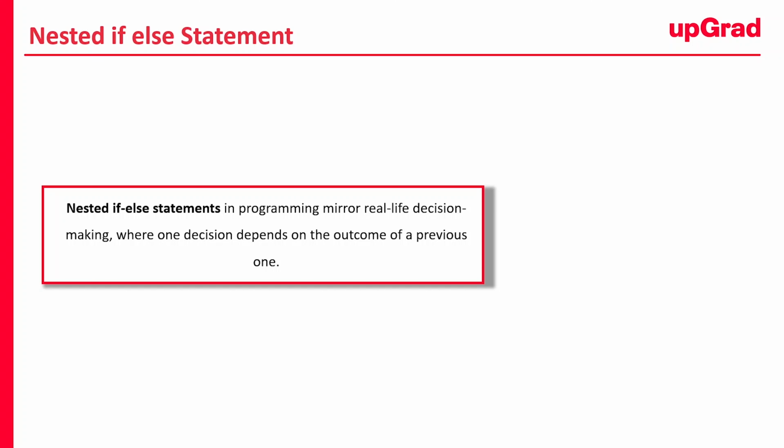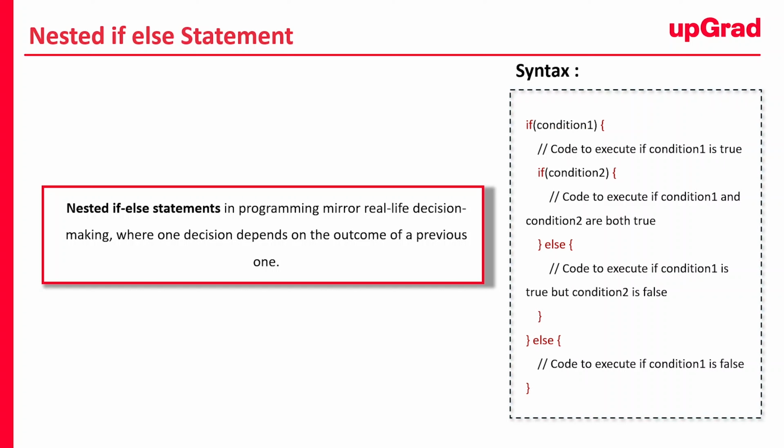In programming, this kind of decision making is done using nested if else statements, where one decision or condition leads to another, creating a tree of decisions. Nested if else statements are if else statements that are contained within other if else statements. They allow for more complex decision making processes where multiple conditions need to be evaluated.